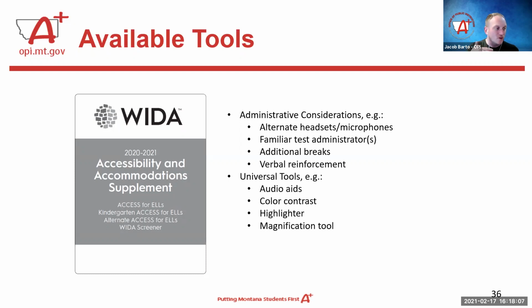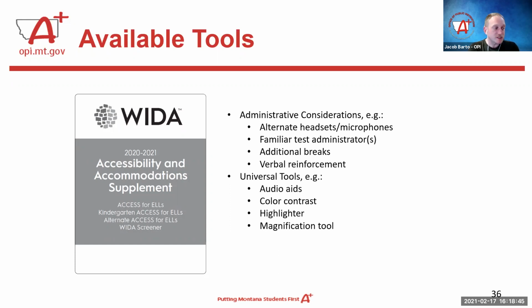And then as regards universal tools, there are built-in audio aids, color contrast for improved visibility, a highlighter to aid students with reading comprehension, a magnification tool for students with any vision difficulties. These are all little tools that are built into the software. And so there are icons basically that you can click on to activate these tools, and you can help students find them. So like Dwayne was saying at the beginning, remember, these are not accommodations, right? These are universal supports. These can be toggled on or off or activated for all students.